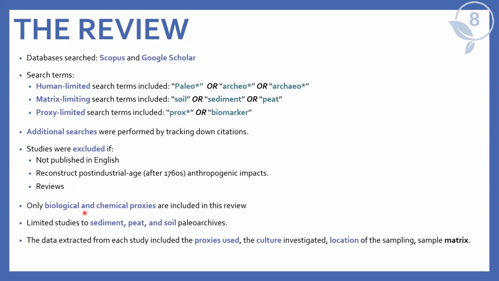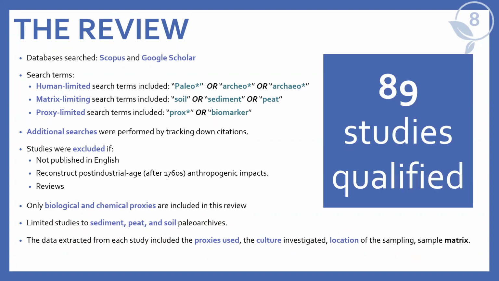As I mentioned before, only biological and chemical proxies were included in this review. And just for simplicity, I limited the matrices to sediment, peat, and soil, though there are other types of paleoarchives as well, like ice. But these were the ones that were my main focus for this review. From each study, I would try to extract the proxies used, the culture investigated, the location of the sampling, and the sample matrix. In total, about 89 studies qualified to be included in this review.